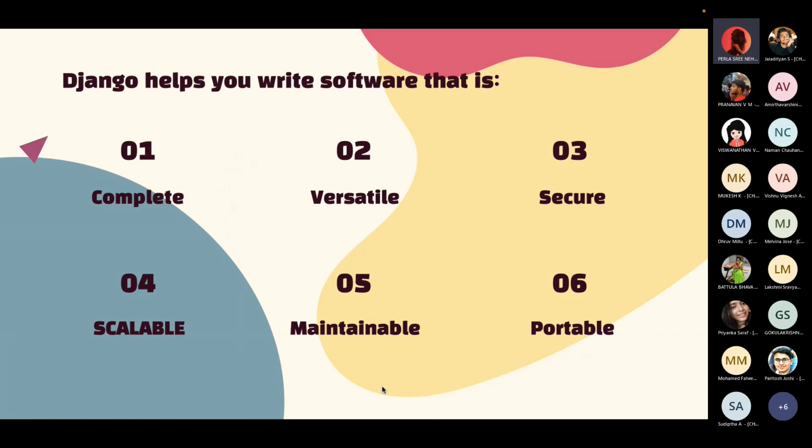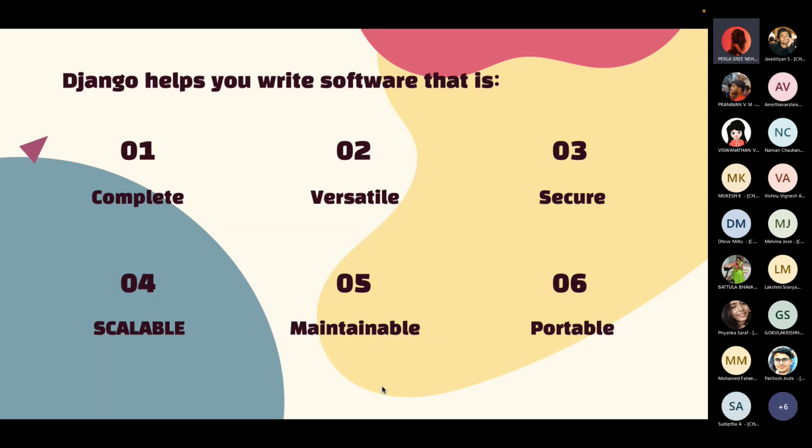Now, Django helps you write software that is, first, complete. Django follows the batteries included philosophy and provides almost everything developers might want to do out of the box. Because everything you need is a part of one product, it all works seamlessly together, follows consistent design principles, and has extensive and up to date documentation.